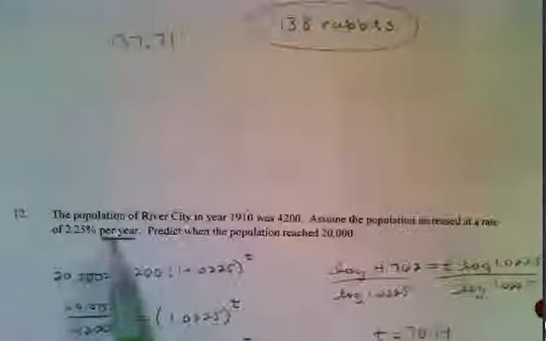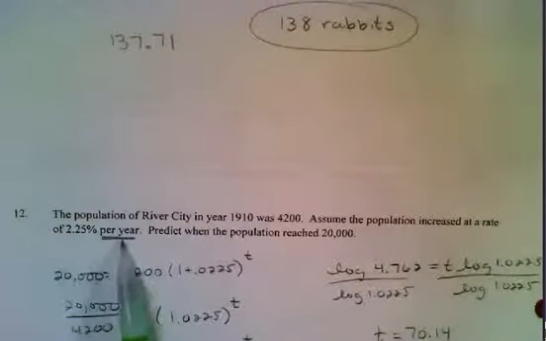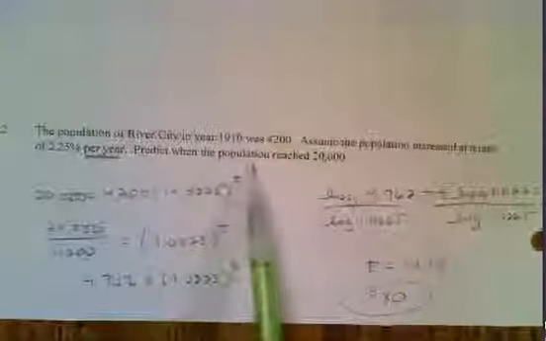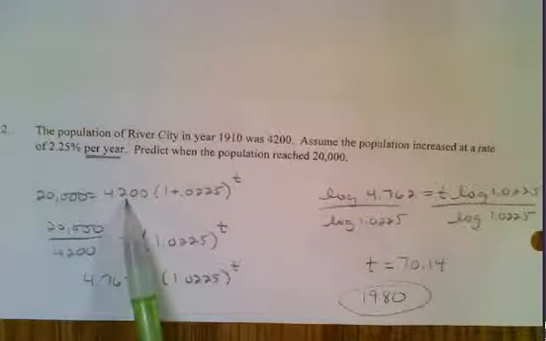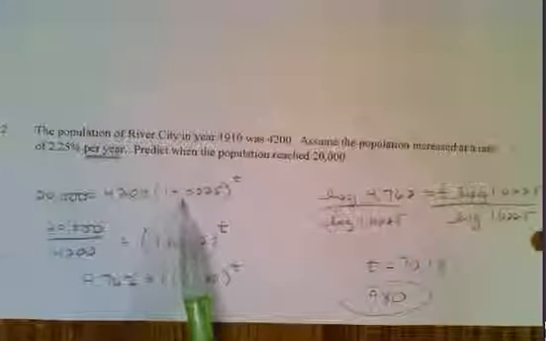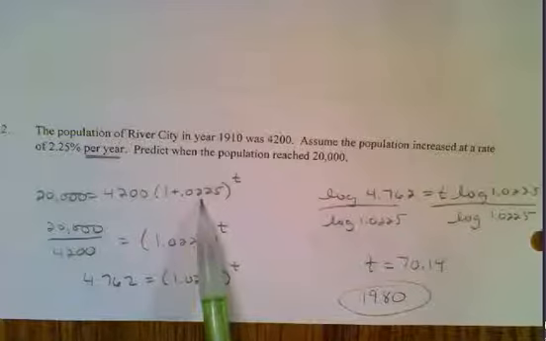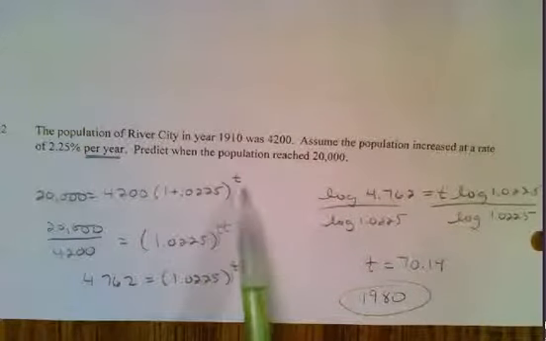Okay. Number 12, also a per year one. Assume the population increase is this percent per year. So once I saw that it was per year, I used my annual interest rate. It wants to predict when the population reached 20,000, so that's my amount. The initial amount was 42,000, times 1 plus my percent, which is 0.0225, raised to the t.